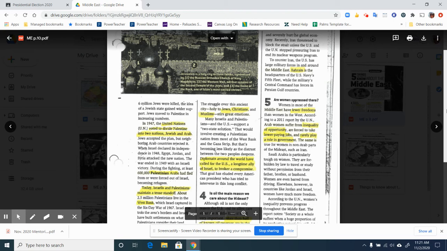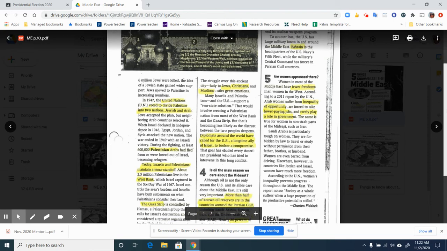When Israel declared its independence in 1948, Egypt, Jordan, and Syria attacked the new nation. The war ended in 1949 with an Israeli victory. During the fighting, at least 600,000 Palestinian Arabs had fled from or were forced out of Israel, becoming refugees. Today, Israelis and Palestinians maintain a tense standoff.